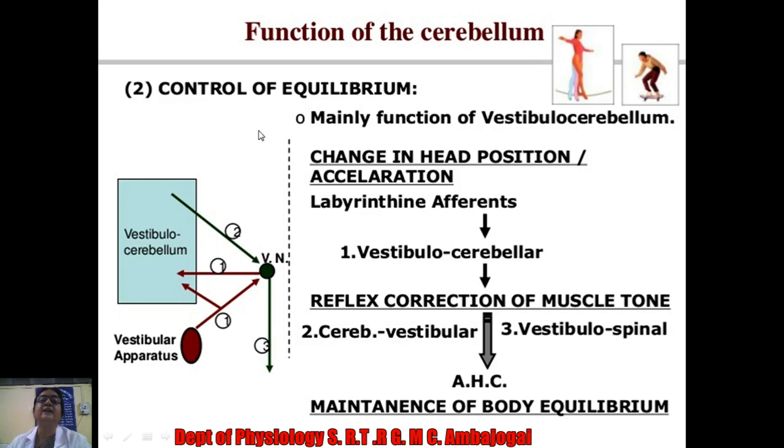If you see, the cerebellum is important in carrying out the function of posture and equilibrium, not in the static condition, but mainly when the person is doing rapidly sequentially changing movements. So by this flowchart you can clearly understand how the cerebellum helps to maintain posture and equilibrium.